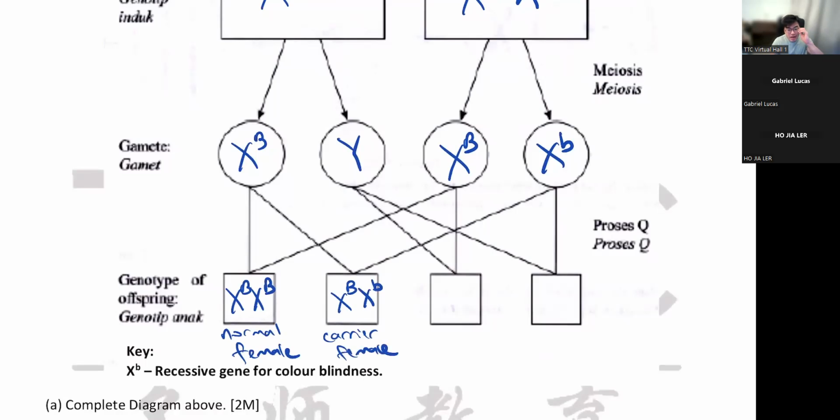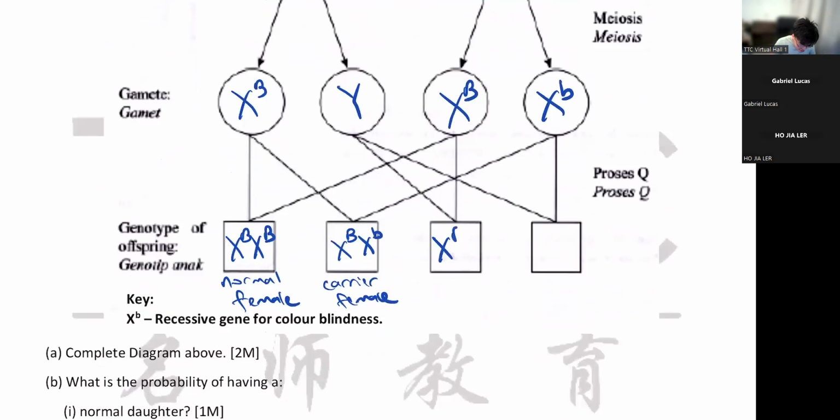But here's the thing, guys. If they ask for normal, you still consider this as normal, because carriers themselves are normal. It's just that their children might not be. And then you have X big B Y. This is a normal male. And then you have X small b Y. This is a colorblind male.